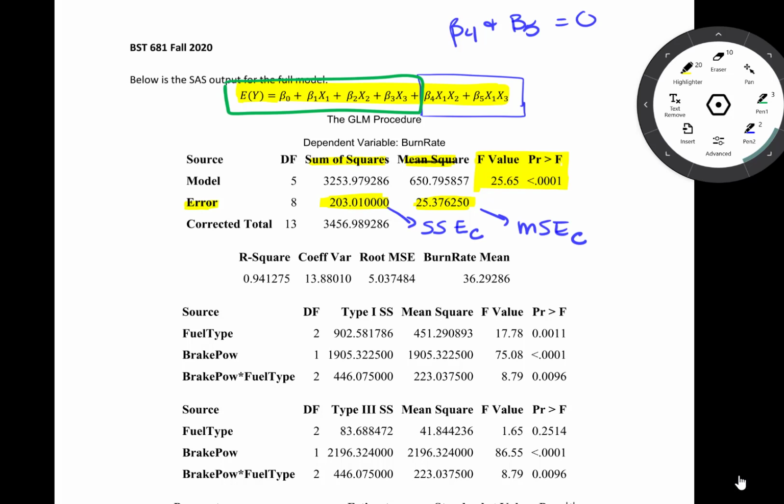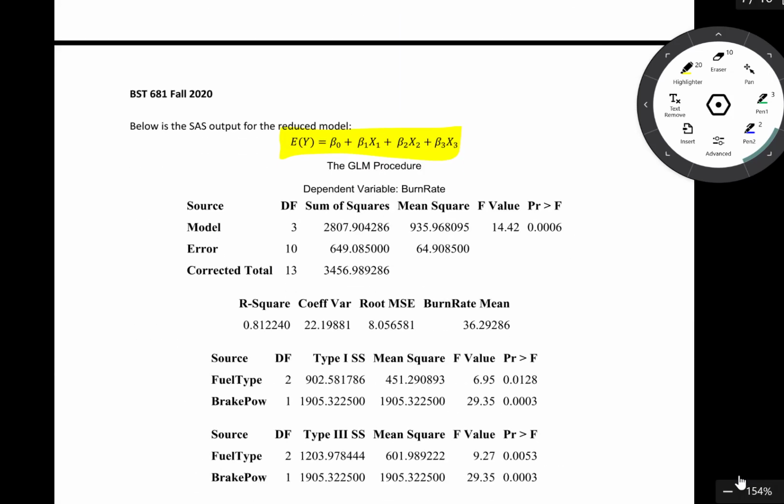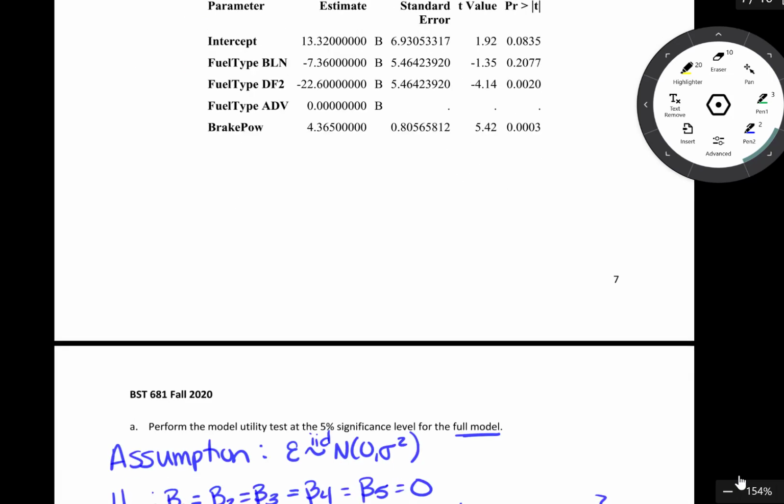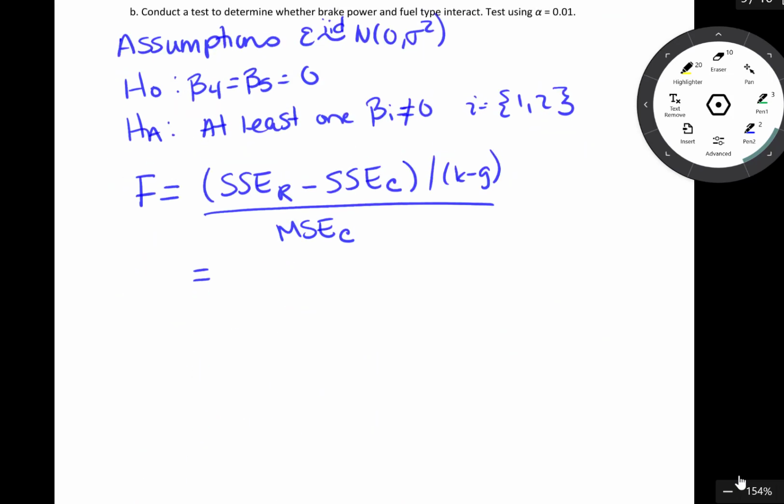And then we need the SSE for the reduced. So we go to the output for the reduced model and we do the same thing. Notice you've got sum squared error. So right here, you have the SSE for the reduced.